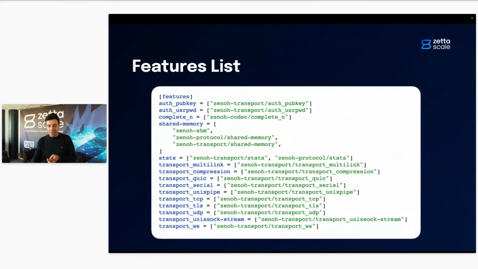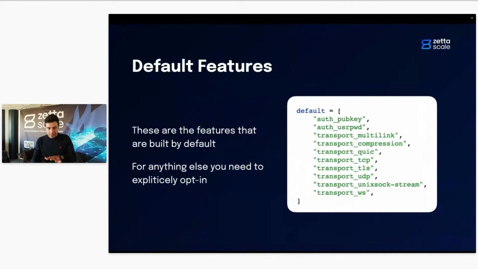And Unix pipe is something that we use for low latency, which is one of the unstable extensions that, when used with the feature Unix pipe, can be used to get a very, very low latency in Zeno. Okay, so this is what you get, and anything else you have to opt in.